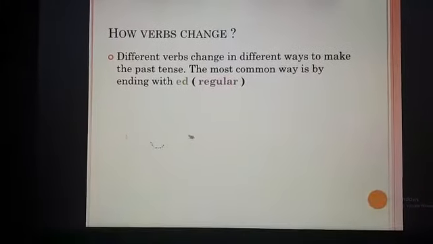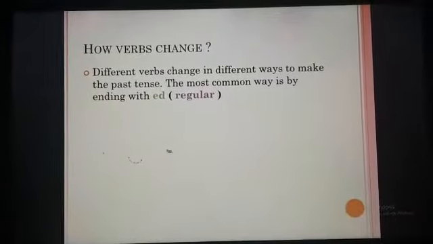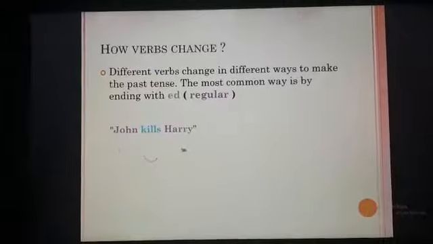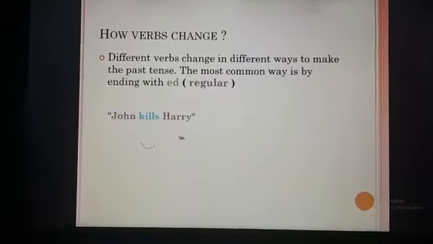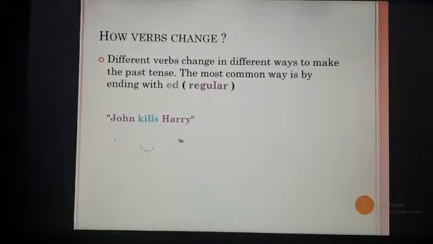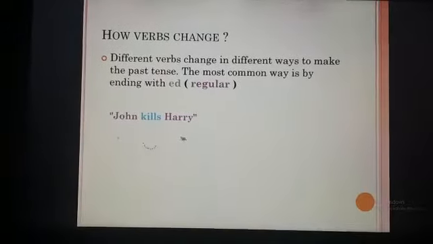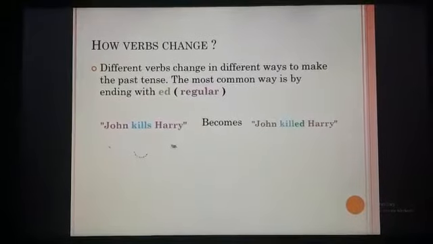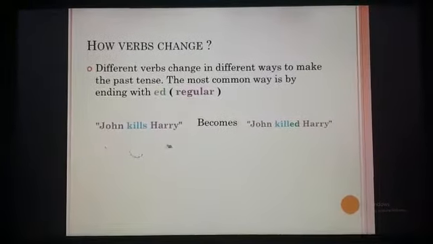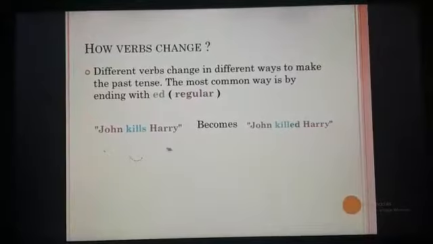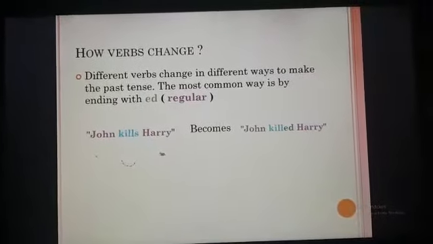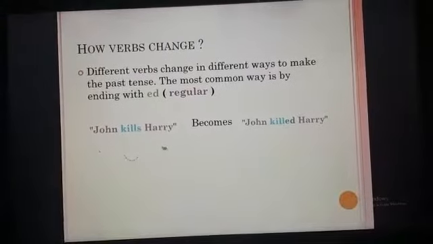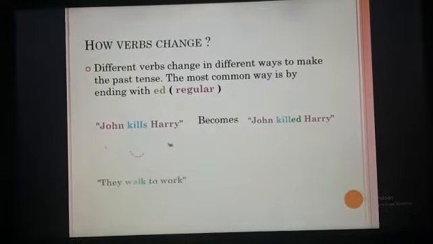Okay, let's see the sentences and how we change verbs. John kills Harry. I colored the verb with blue and it's in the present tense. When I change it to the past, it becomes John killed Harry. Also, I colored the verb with blue and added ed with green.